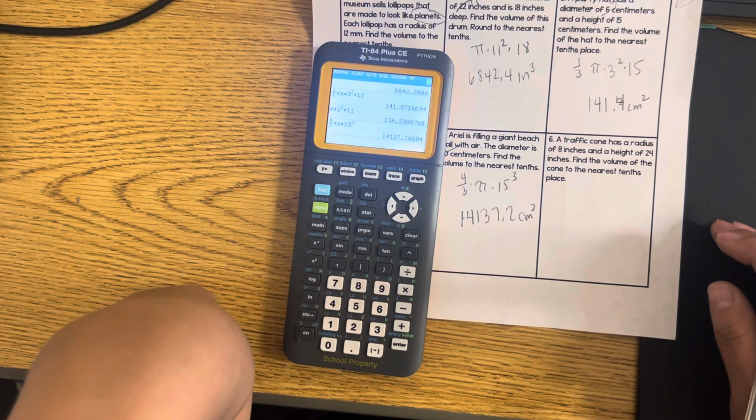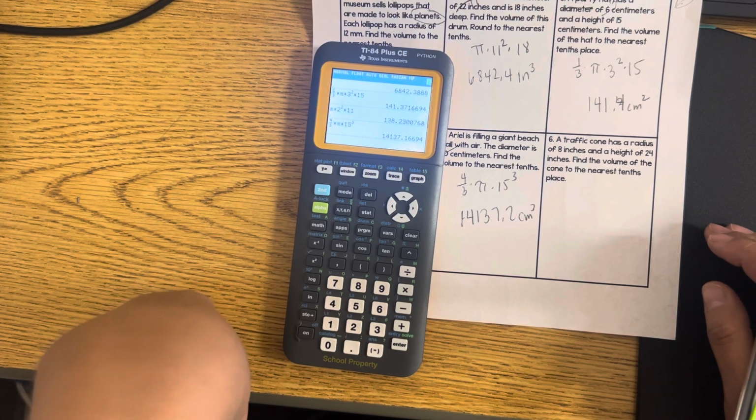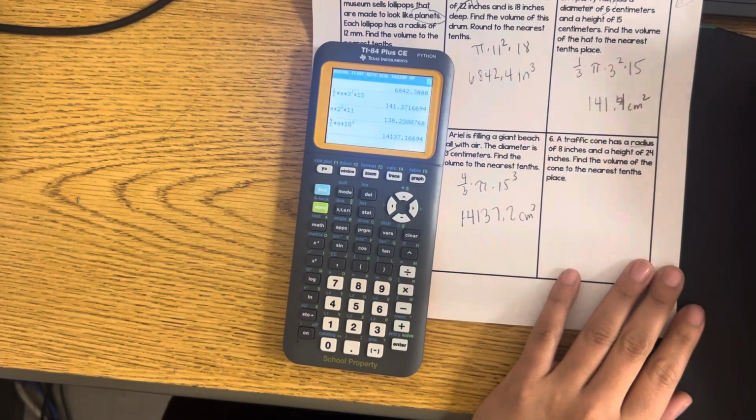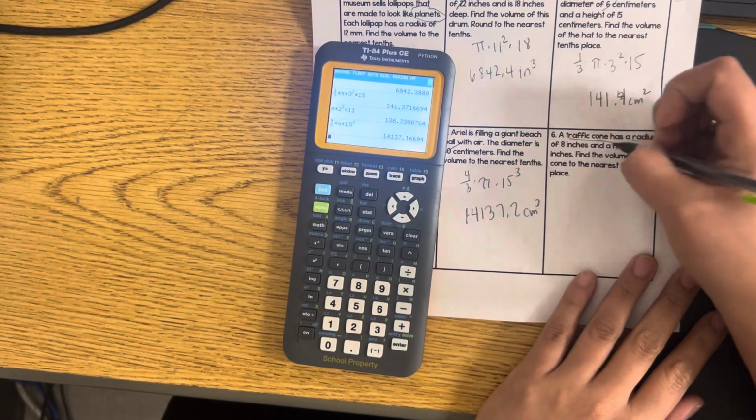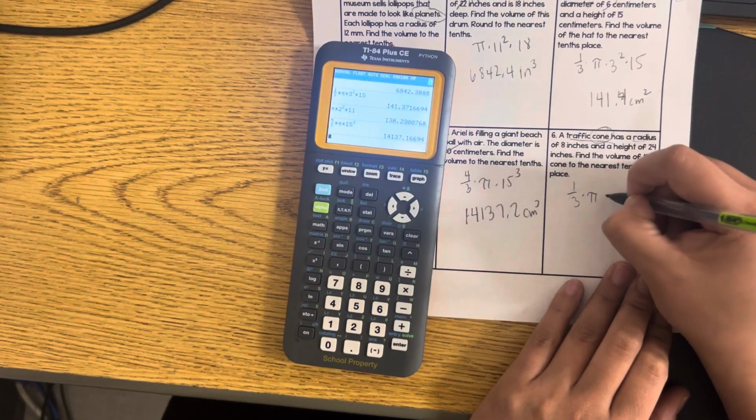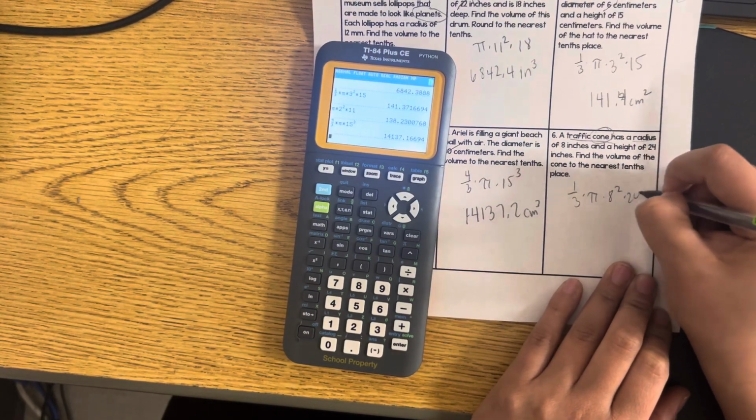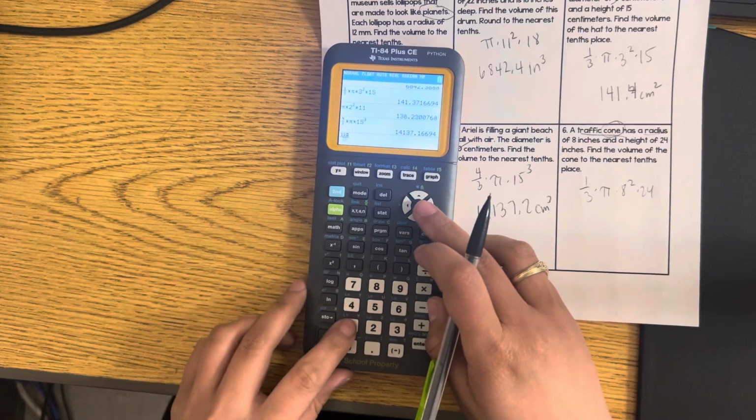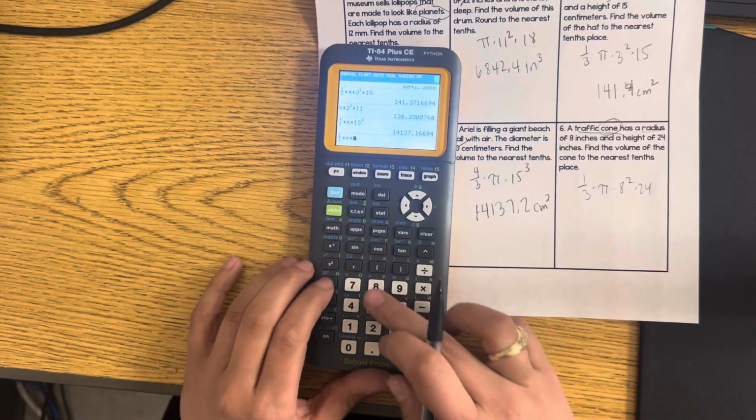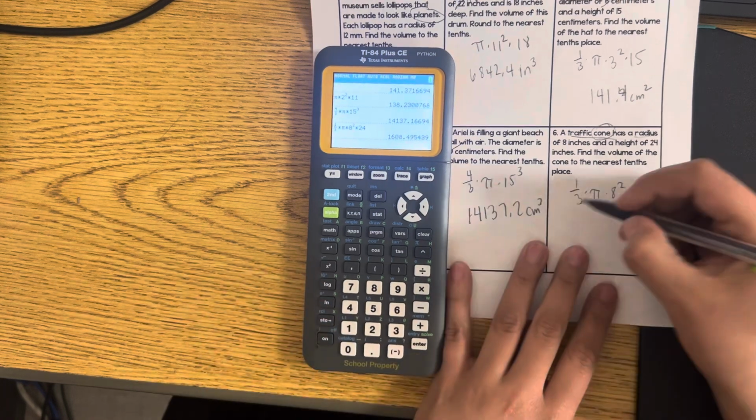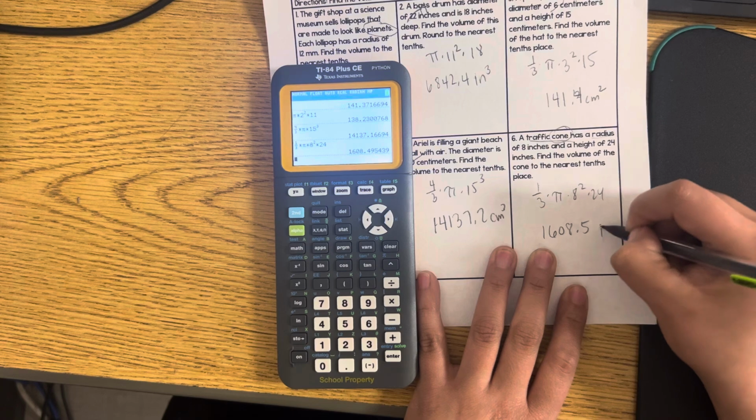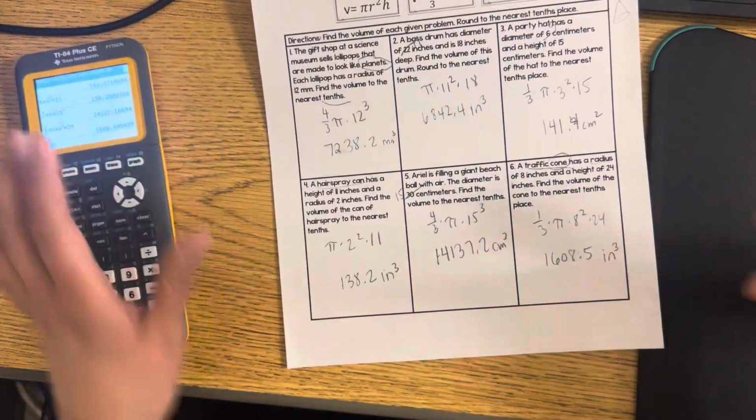Number 6, a traffic cone has a radius of 8 inches and a height of 24 inches. Find the volume to the nearest tenths. It gave me the radius, so I do not need to cut the 8 in half. A traffic cone, it literally tells you that it is a cone. So 1/3 times pi times 8 squared times 24. And so that one is 1,608.5 inches cubed. And there it is.